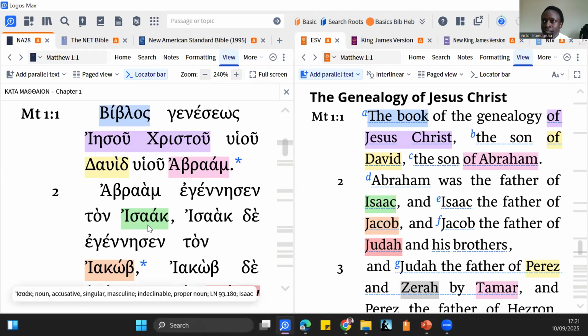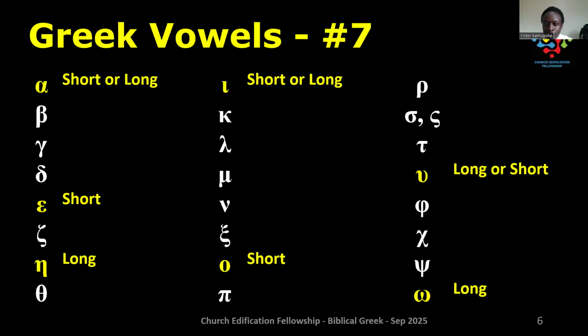So you see, this is Isaac, and you can see the sigma, which is the S sound. It's written differently than when it's at the end, and this is Jacob. So you can see that already, from what we have been able to do, you are able to read the Greek New Testament, it just takes time. It starts slowly, fearing, not very sure, but don't worry, it takes time. Continuously as you engage with the text, it will become natural for you.